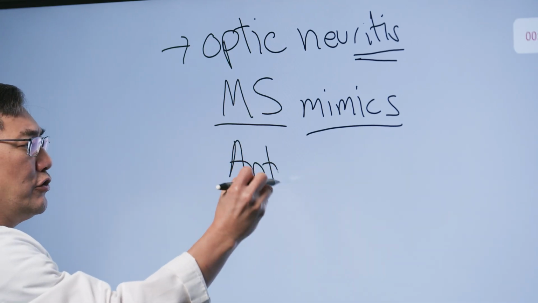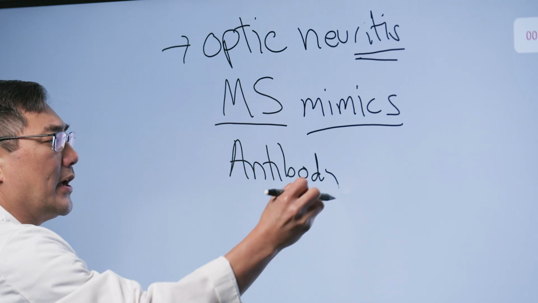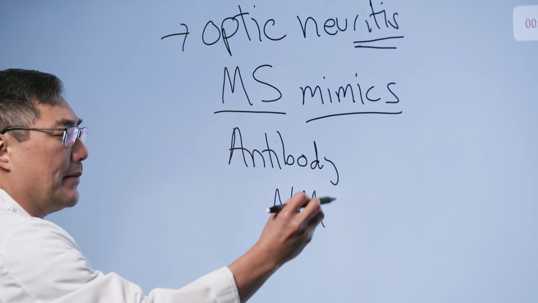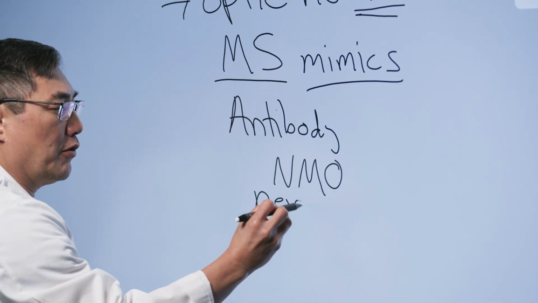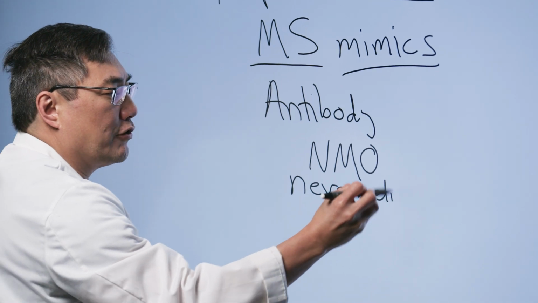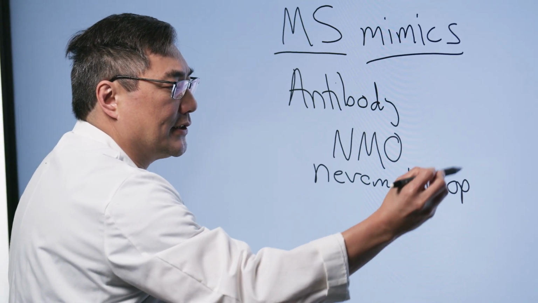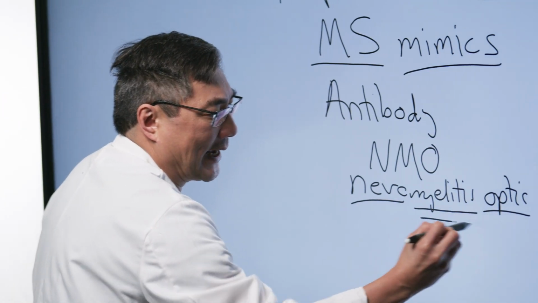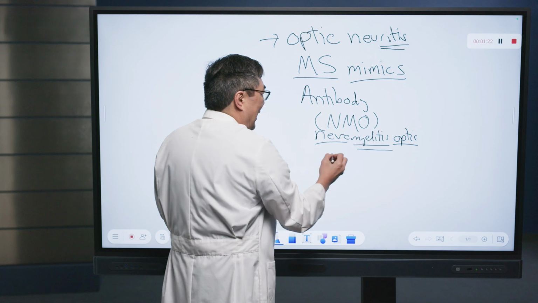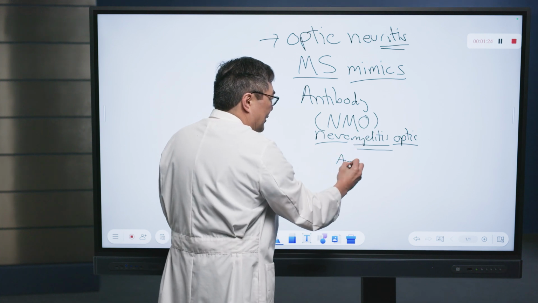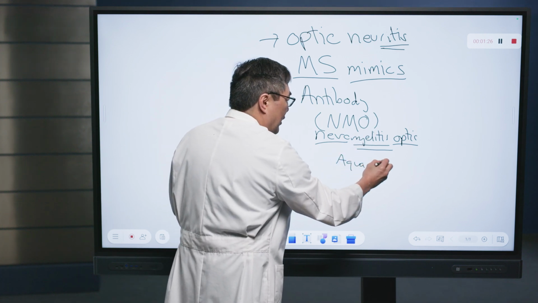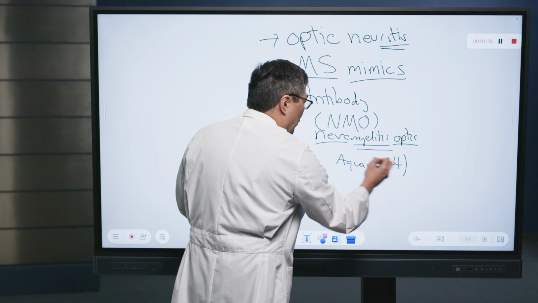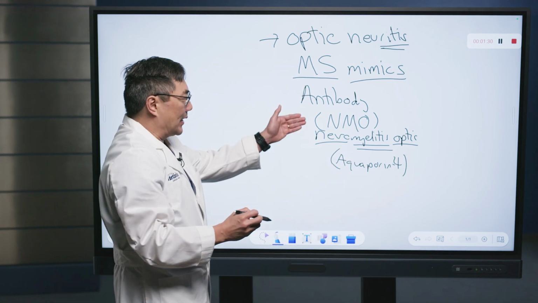and the two antibodies are abbreviated NMO, which stands for neuromyelitis optica. Neuromyelitis optica simply means that it's an optic neuritis, neuro and optic, plus spine inflammation, which is called myelitis. And that NMO has an antibody, and that antibody is against aquaporin 4, AQP4. So aquaporin 4 antibody is the antibody for NMO.